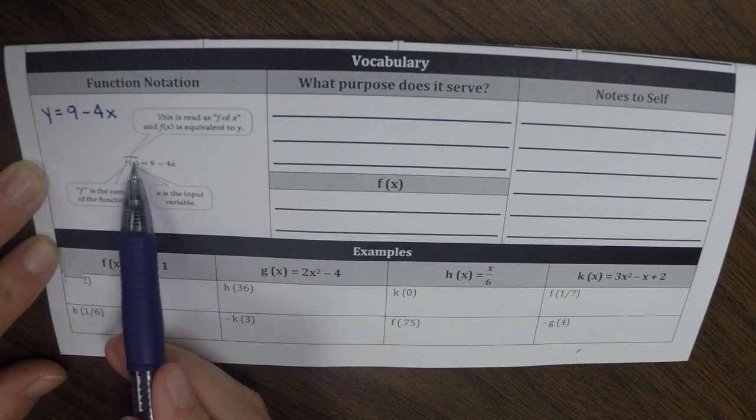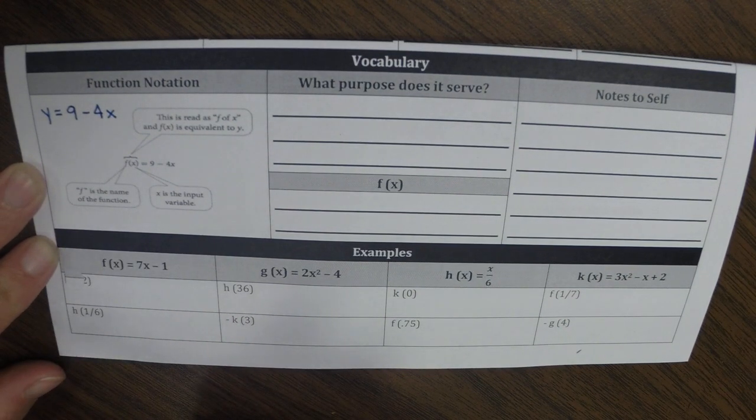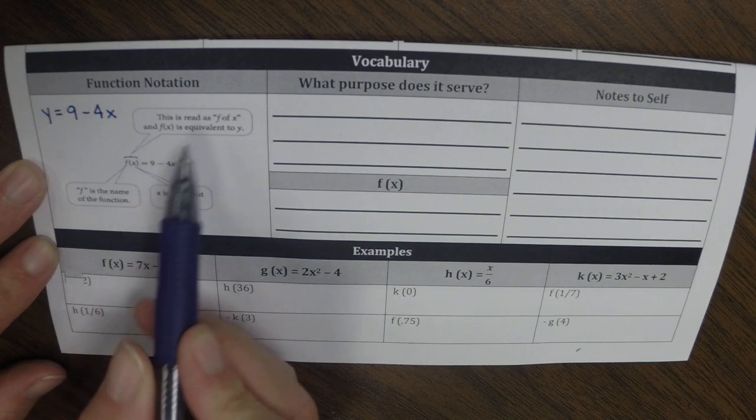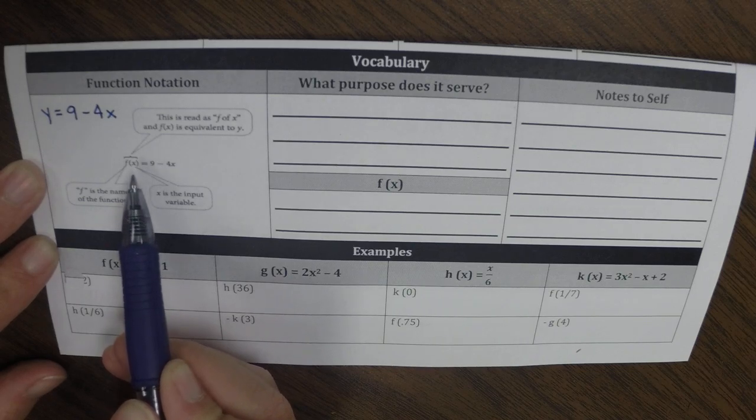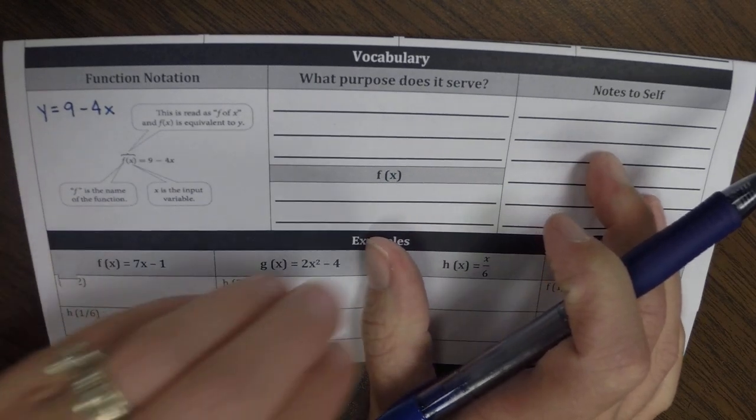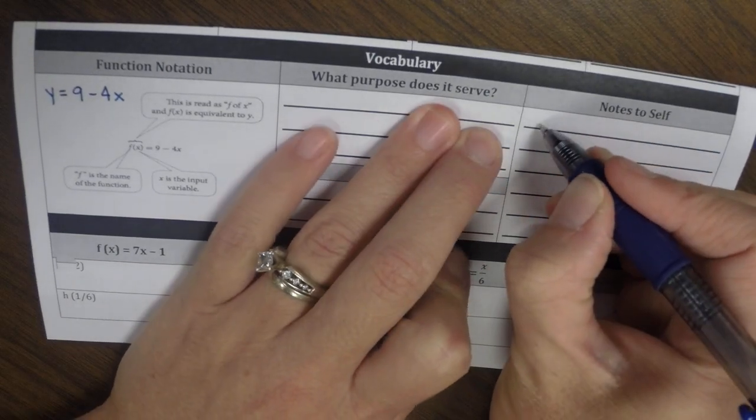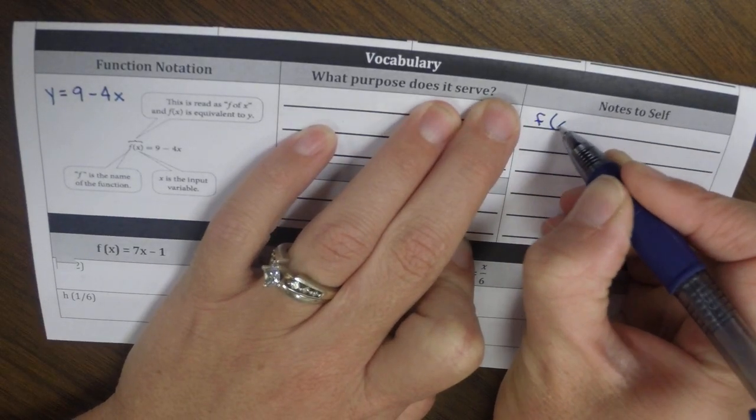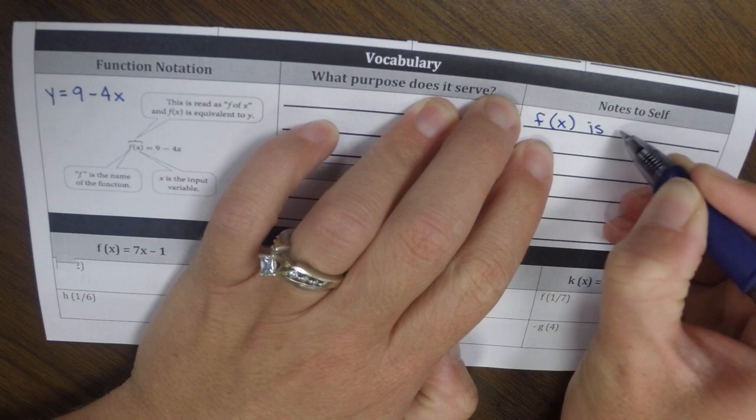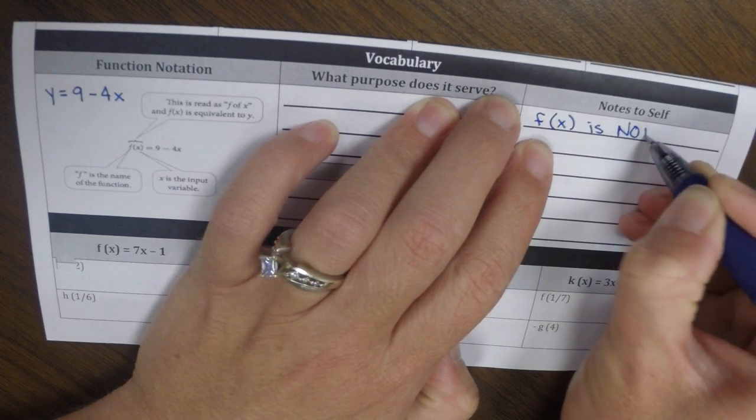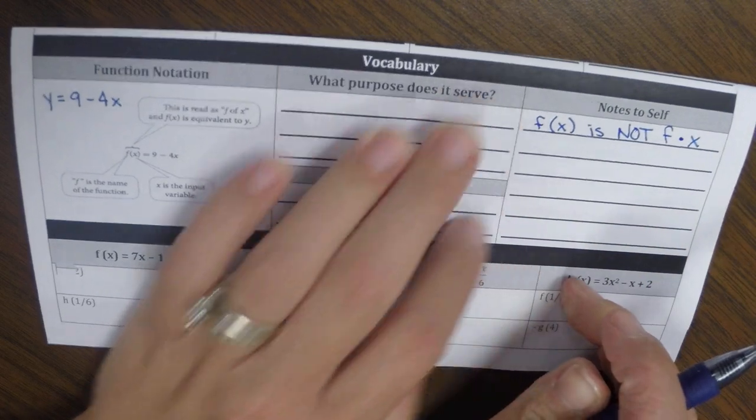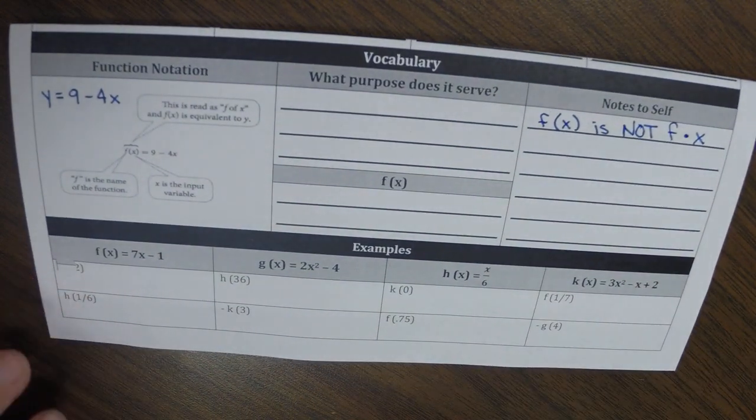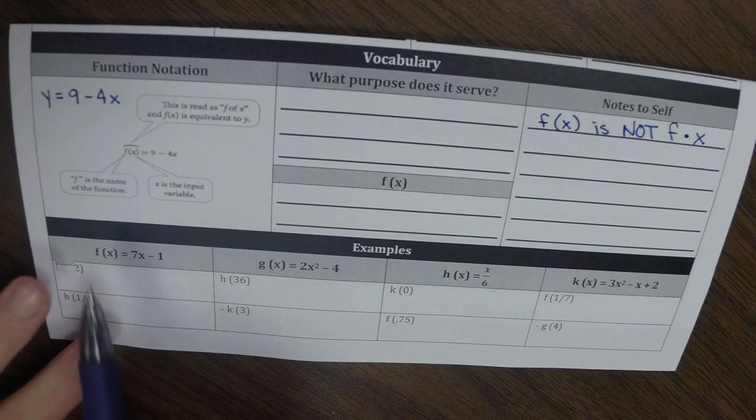Y and f of x are equivalent, meaning it's the same exact thing. So we read this f of x. This is not multiplication. So again, that might be something that you put in your notes to self. F of x is not f times x. Okay, it is a function notation.